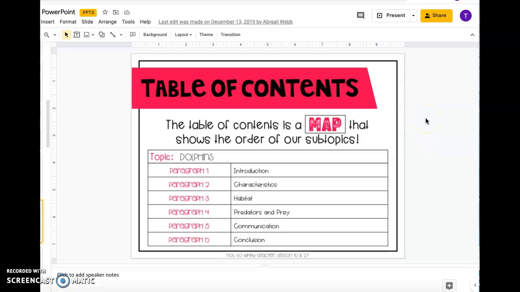Welcome to Informational Writing, Lesson 10. Today's essential question: how can authors organize the facts in their report? So yesterday you worked to break your topic into smaller subtopics.